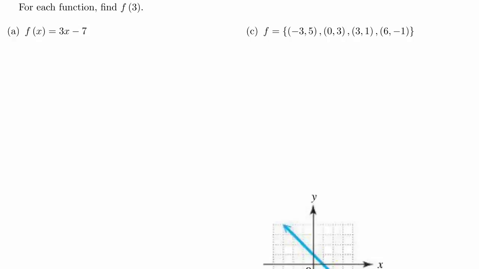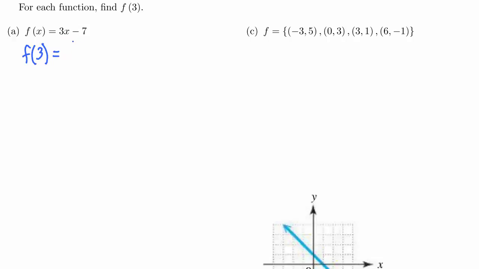In the following example, we want to find what f of 3 is for each function that we list. Let's look at A real quick. We want to find f of x equals 3x minus 7. There's nothing different about this part of the problem as compared to what you saw on the last example. So really all that we want to do is take the function f and replace x with what we said it was, which is 3.